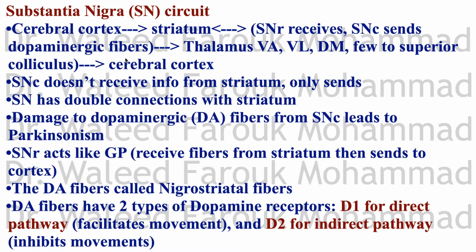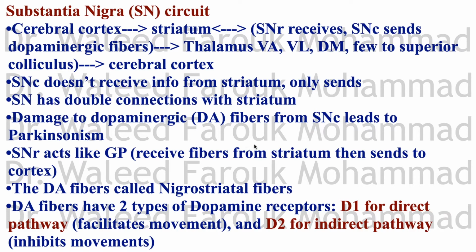Damage of these dopaminergic fibers we talked about, coming out from the substantia nigra compacta, leads to Parkinsonism. These fibers are involved in Parkinsonism. The substantia nigra reticulata acts like the globus pallidus. It receives fibers from the striatum and then sends back to the cortex. Dopaminergic fibers are called the nigrostriatal fibers.